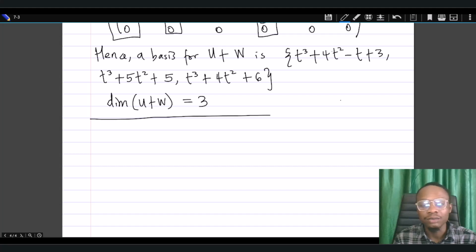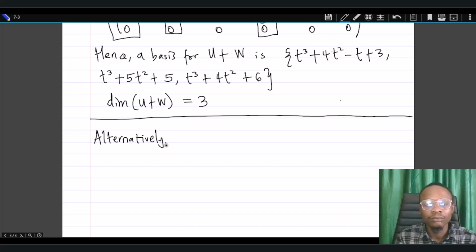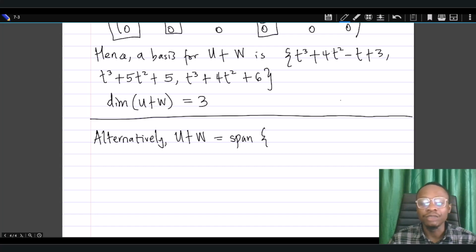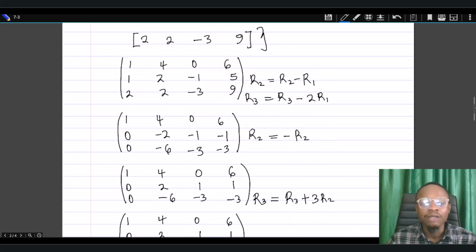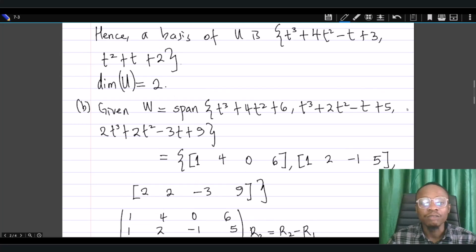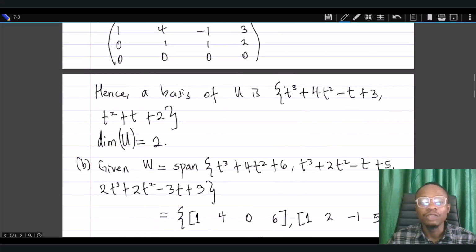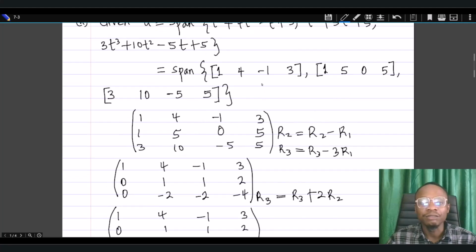So alternatively, we can say that u plus w equals the span of, so this time around, instead of starting off with those vectors which we know are linearly dependent, we can start off with the vectors which we have firstly reduced to obtain a basis for u and w. So we know that u is spanned by this. That is why it is a basis.